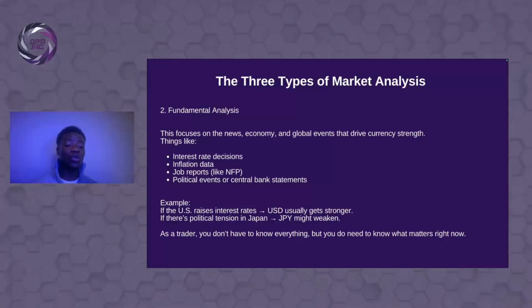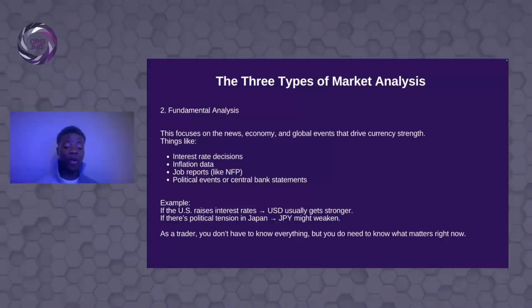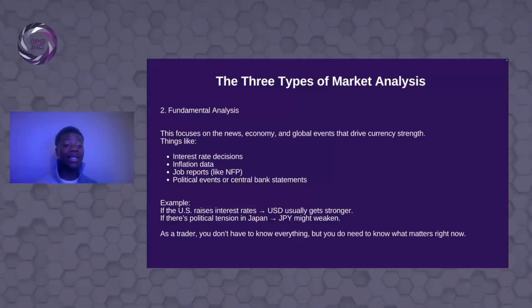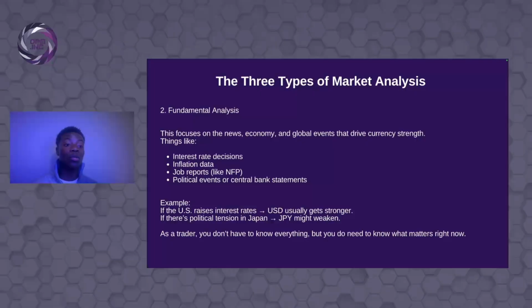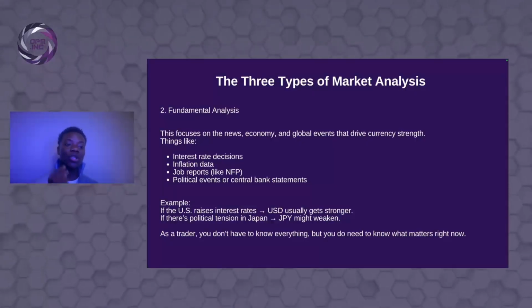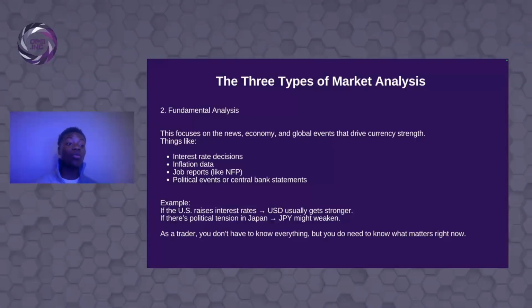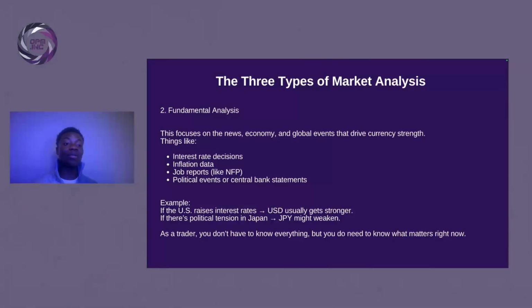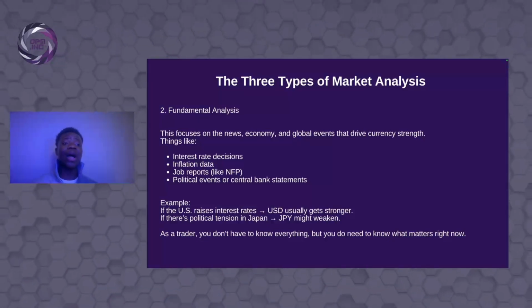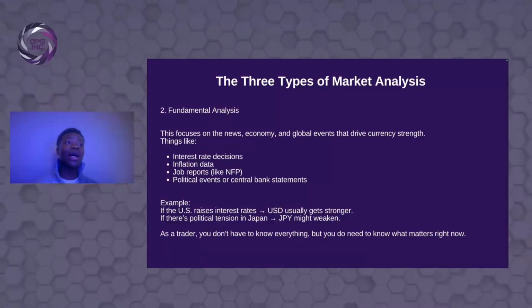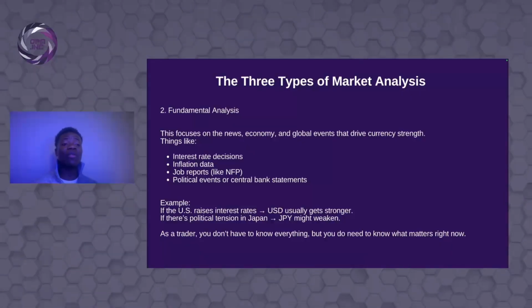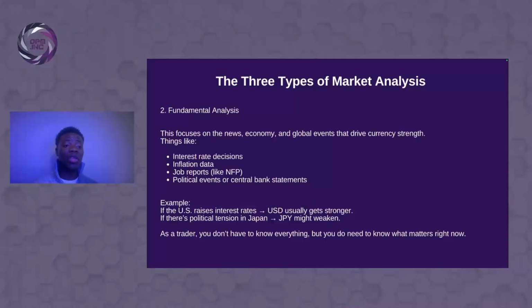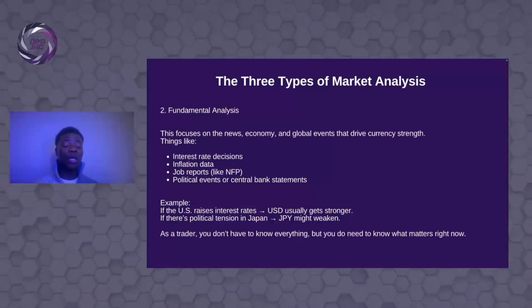Political events or central bank statements are also very important. Right now we're in a very politically heated environment when it comes to the world economy, so the markets are moving like, literally Trump can say something tomorrow and that will deeply affect the market. So you want to be keeping your eye on news, on political events, on interest rates, on inflation data, because these are the things that actually move the market.